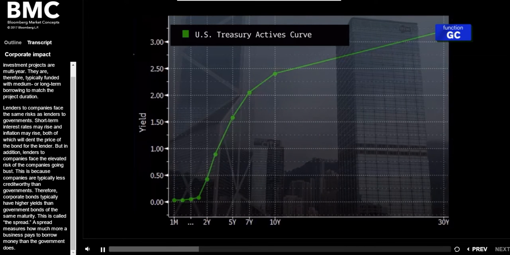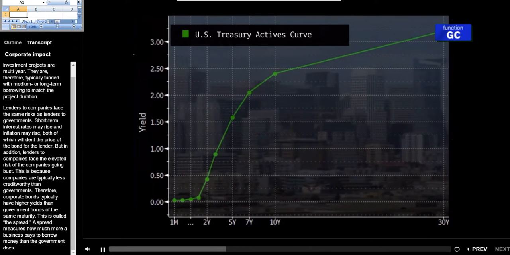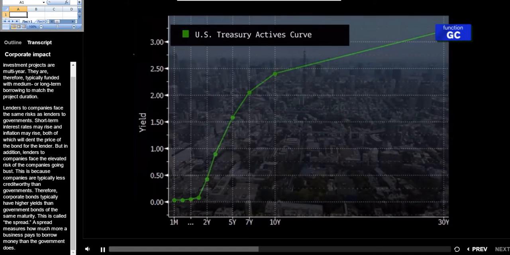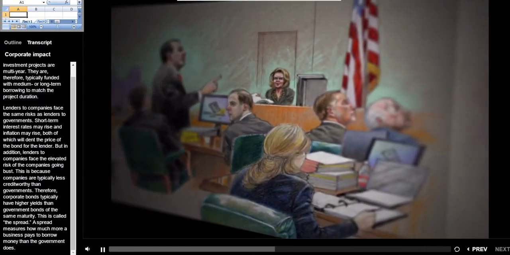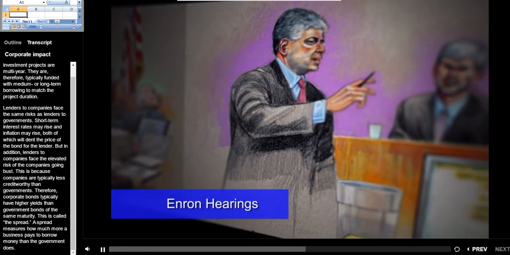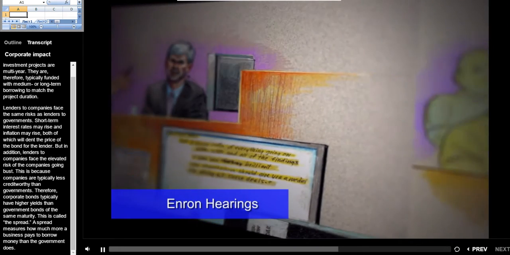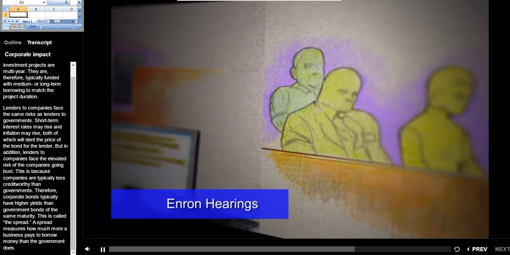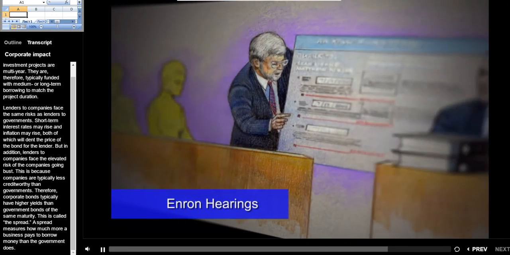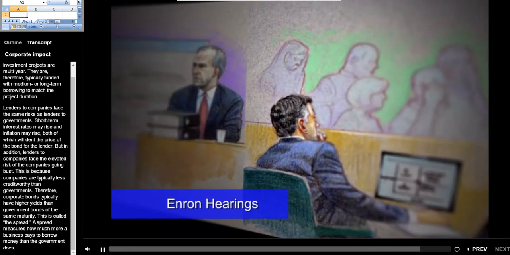Lenders to companies face the same risks as lenders to governments. Short-term interest rates may rise and inflation may rise, both of which will dent the price of the bond for the lender. But in addition, lenders to companies face the elevated risk of the companies going bust. This is because companies are typically less creditworthy than governments. Therefore, corporate bonds typically have higher yields than government bonds of the same maturity. This is called the spread. A spread measures how much more a business pays to borrow money than the government does.